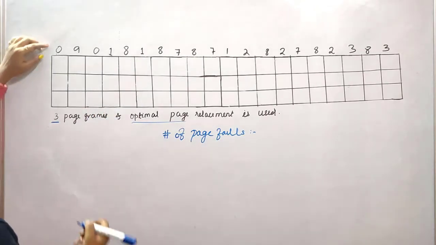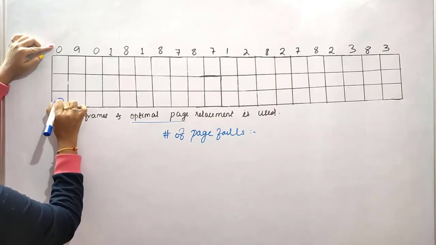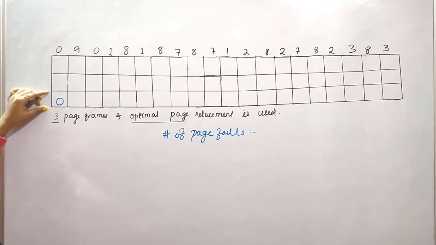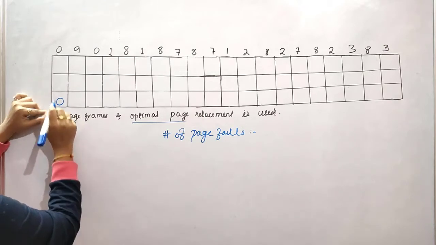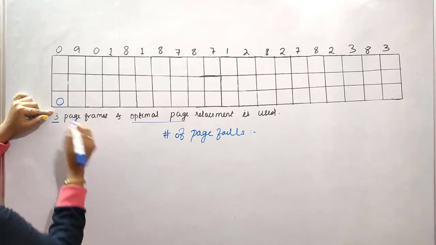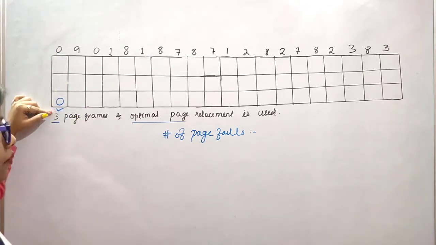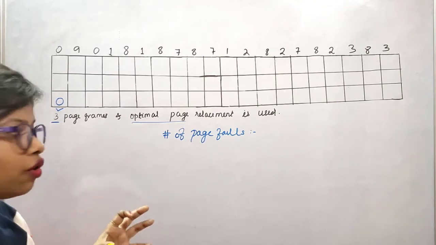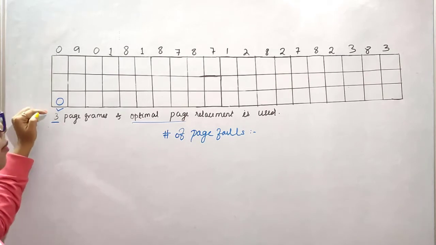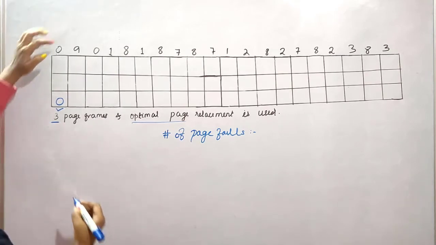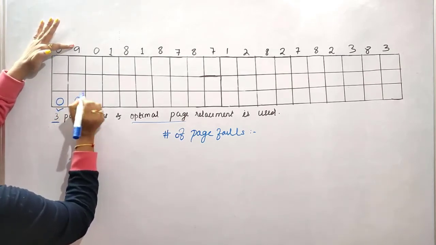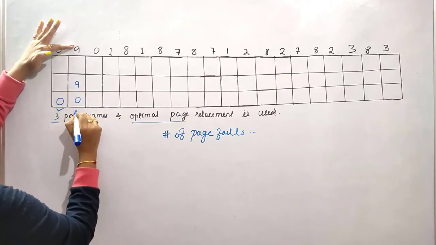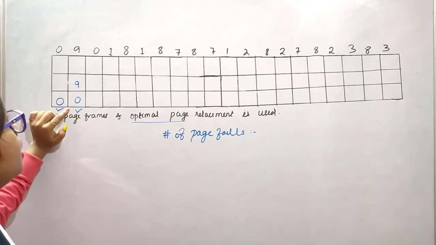So whenever 0 comes, it is not inside the main memory. The CPU will search for 0 and will not find it there, so it is a page fault. This is a page fault because the CPU is searching for 0 and 0 is not available inside the main memory. Now again it is searching for 9. 0 is there but 9 is not there, so again it is a page fault.